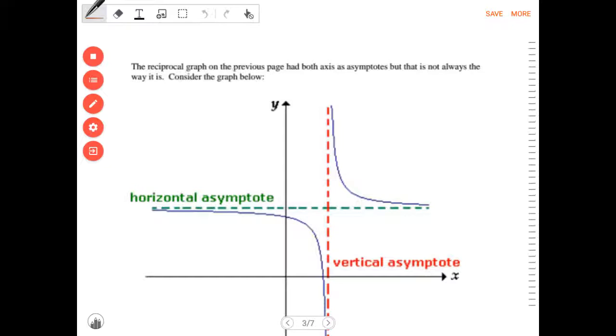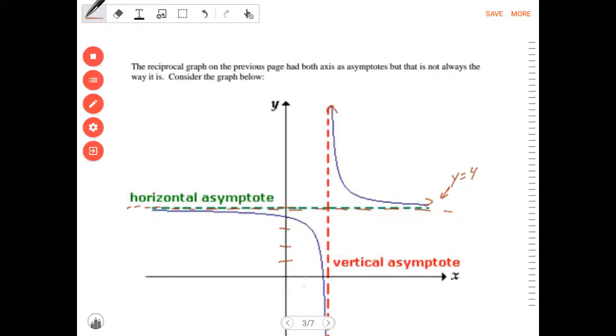So the reciprocal graph on the previous page had both of its axes, the x and the y axes, as asymptotes, but that is not always the way it is. So I want you to have just a quick look at this mythical graph I made up. It looks like this, it goes like that. So there's a horizontal asymptote, and it goes along here. I didn't give you numbers for it, but let's say that's 1, 2, 3, 4. So the horizontal asymptote here would be y equals 4.